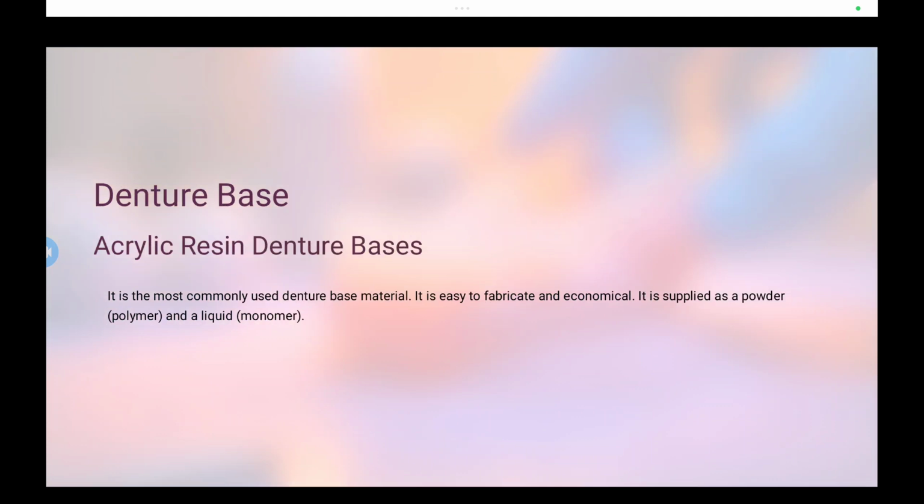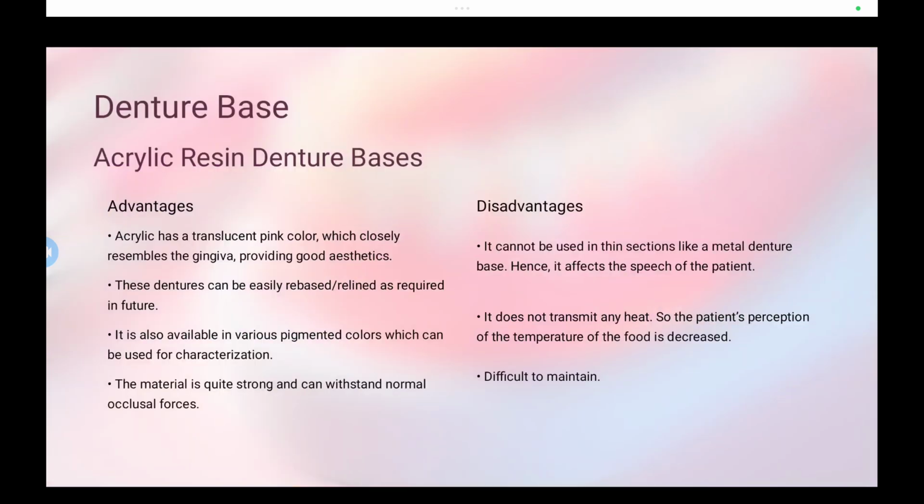Denture base. Denture base can be acrylic resin denture base. It is the most commonly used denture base material. It is easy to fabricate and economical. It is supplied as a powder, polymer, and a liquid as a monomer. Now, denture base of acrylic resin has certain advantages and disadvantages.